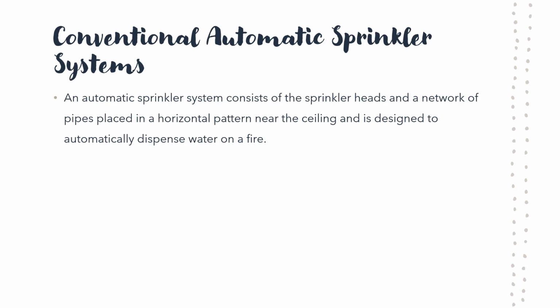An automatic sprinkler system consists of the sprinkler heads and a network of pipes placed in a horizontal pattern near the ceiling that is designed to automatically dispense water on fire.